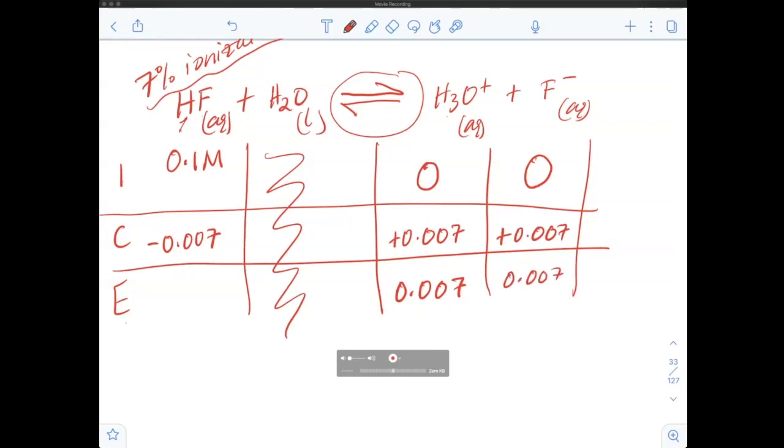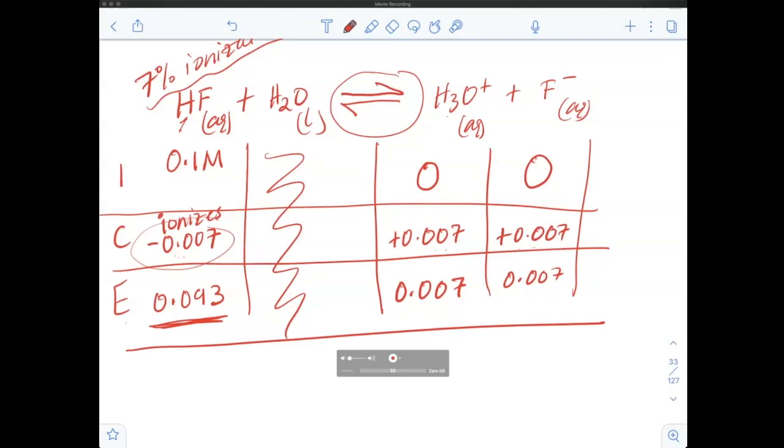Over here, I have 0.1 minus 0.007. And so a lot of this molecule remains intact. This part here is the amount that doesn't get ionized. Only this part here ionizes. Okay, I don't think I've ever explained it this way before. This is the part that's ionizing to form the ions.